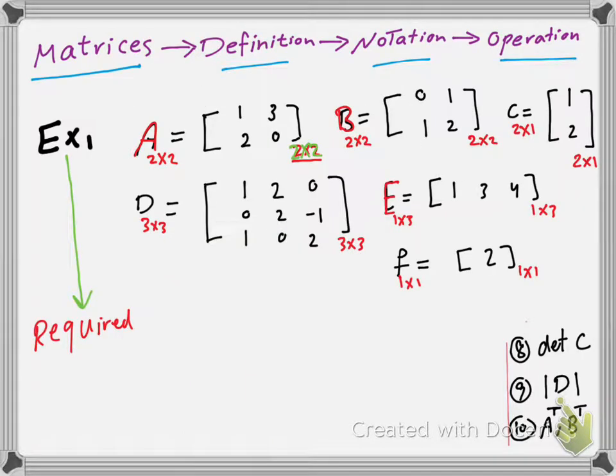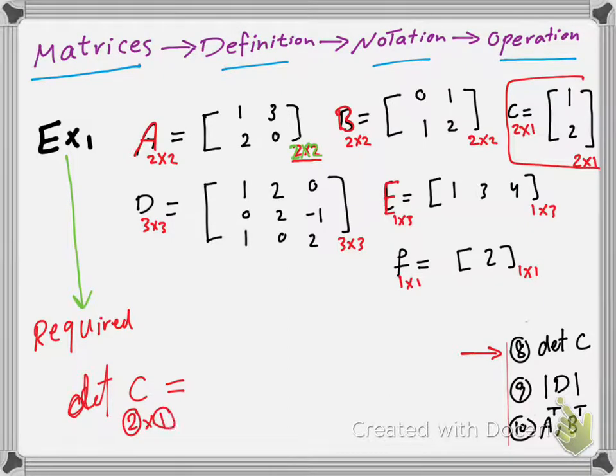Now I would like to solve number 8, which is the determinant of the matrix C. The determinant of the matrix C itself, as we mentioned here, is of order 2 by 1. Then those 2 numbers are different. That means this is not a square matrix. Therefore this determinant does not exist, it is undefined. You cannot obtain it.